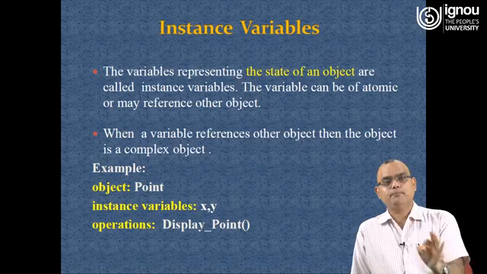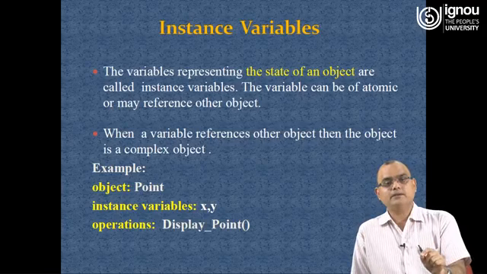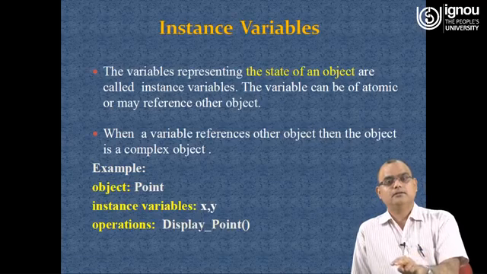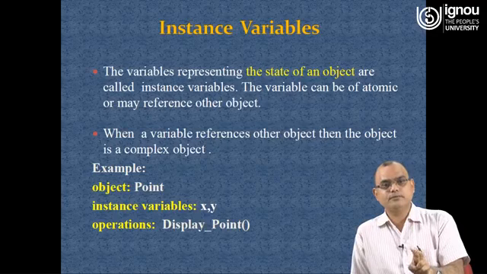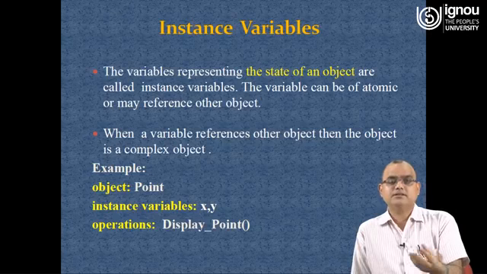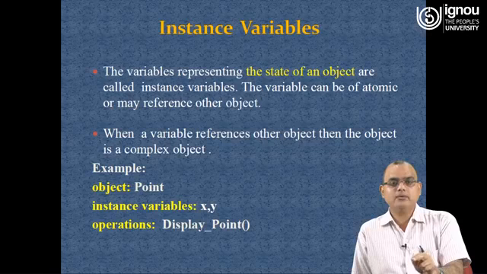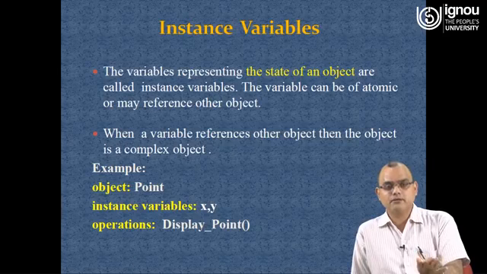So, if a point is an object, then that object will have two attributes: the x coordinate and the y coordinate. These two attributes will be there, and you can have several operations or services on that point. If you are making a class, let us say Point, you define two attributes x and y. These x and y represent the x and y coordinate for a specific point object.